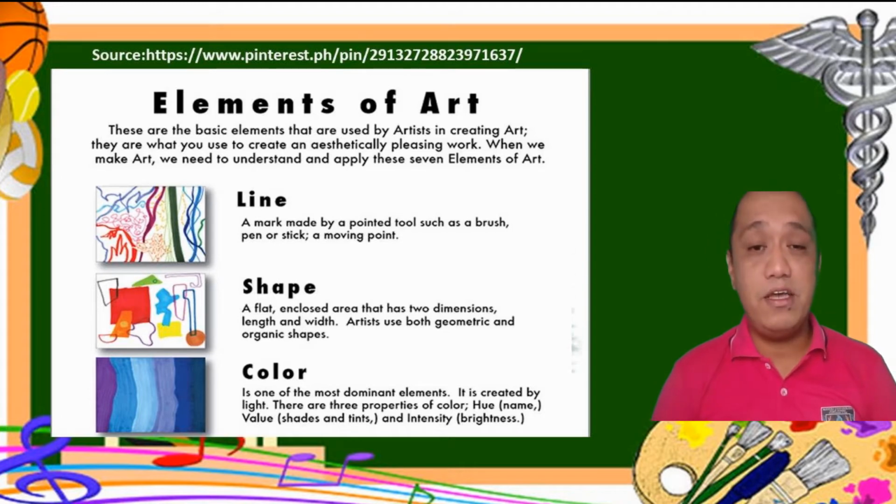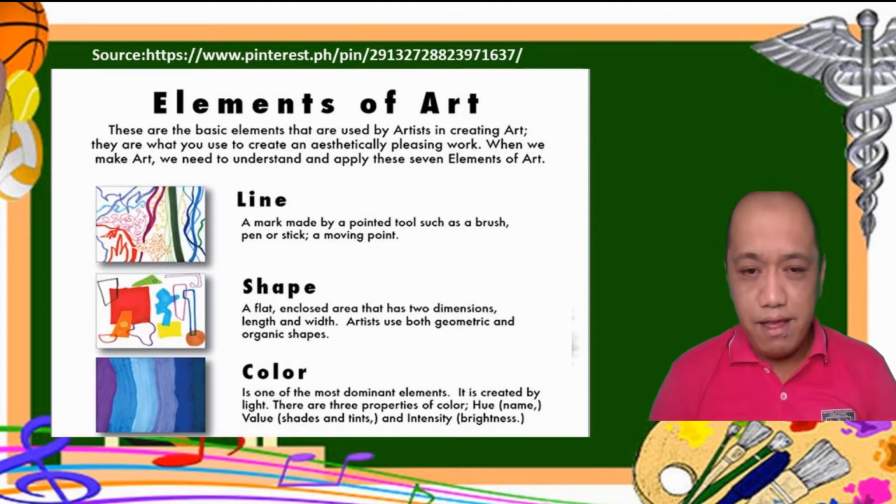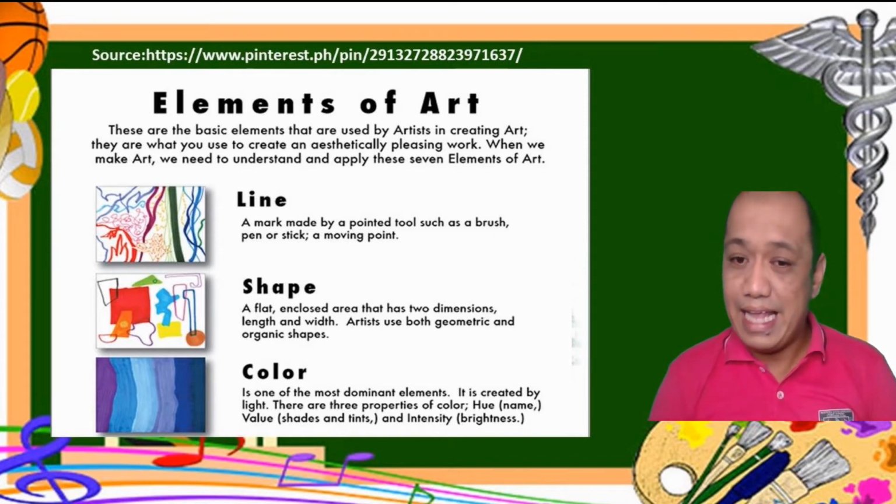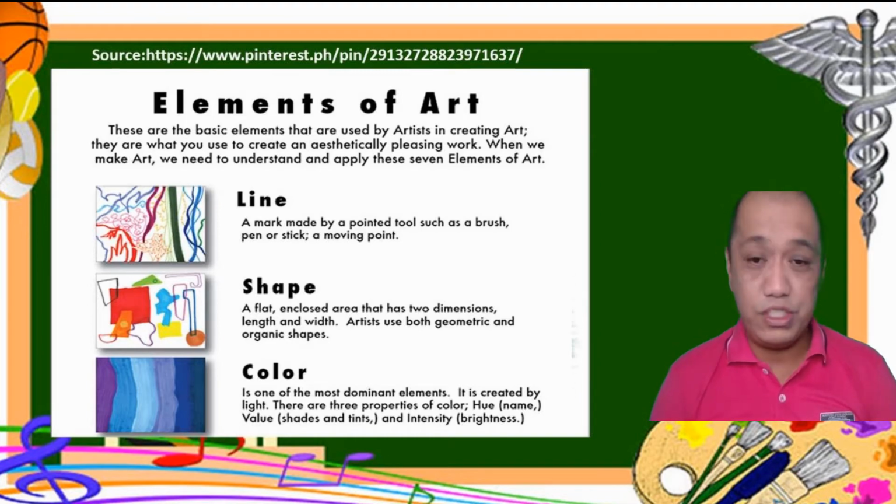Another element, we have the color. Color is one of the most dominant elements. It is created by light. There are 3 properties of color. Number 1 is the hue, which is the name; the value, which is the shade and tint; and lastly, we have the intensity, which is the brightness.